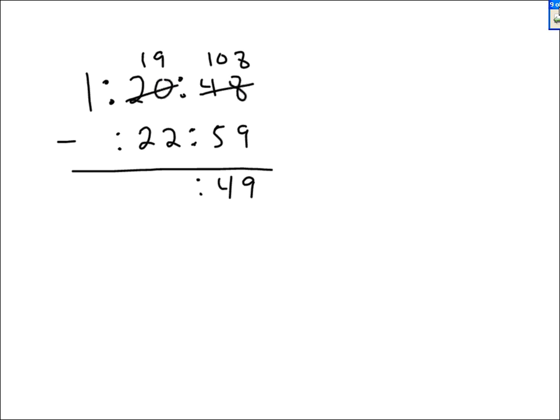Now we go to hours. You have 19 hours, you want to take away 22 hours. Don't have enough. So you borrow from the days. Now you have 0 days. What do you add? You just don't put a 1 in front. You add 24 hours, because 1 day is 24 hours. And 19 plus 24 is 43. You have 43 hours and you want to take away 22 hours. So you get 21 hours remaining. 21 hours and 49 minutes.